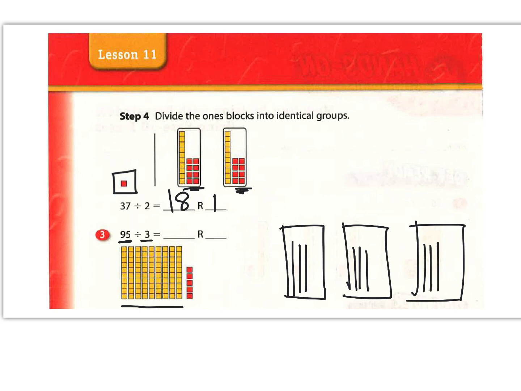And then I'm going to do the ones pieces. So I have 1, 2, 3, 4, 5. I can put 1 in each, but then I have 2 left over. I cannot put those into those groups. So that means my answer is 10, 20, 30, 31, and then I have this remainder of 2 left over. That 2 is called a remainder because it did not evenly divide into the groups.